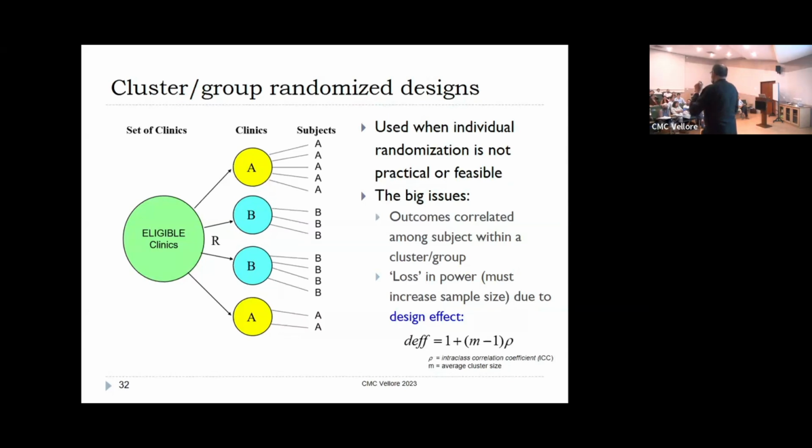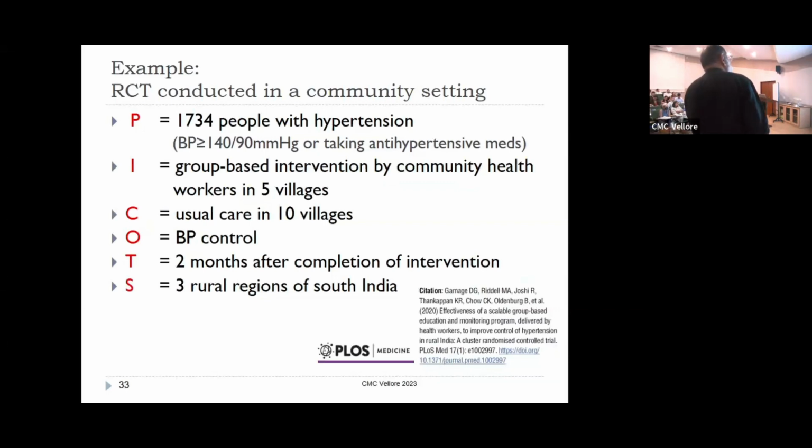Ideally, we would be able to randomly assign individuals, not groups of individuals. We've had to do this in a situation where it's impractical or not feasible to do individual randomization. We don't do this by choice. Right? Here's a study that was done in rural India to improve control of hypertension.